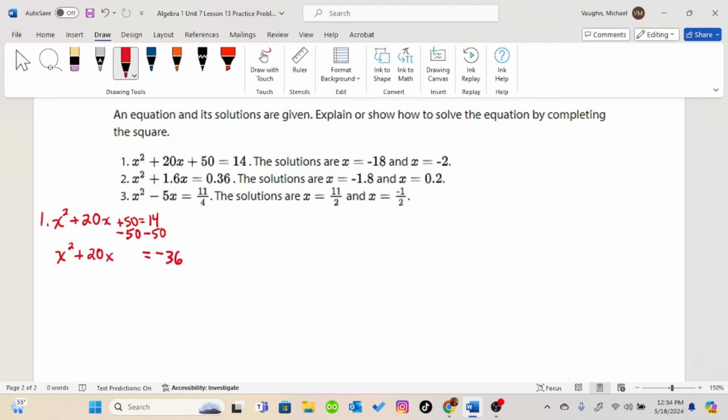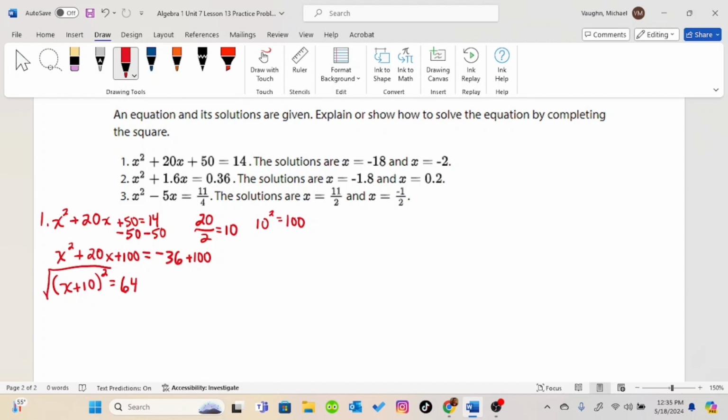We take 20 and divide it by 2, and that equals 10. Then we take 10 and we square it, and that equals 100. So now we're going to add 100 to both sides. When we factor the left side, we're going to have x plus 10 squared. And on the right side, negative 36 plus 100 equals 64.